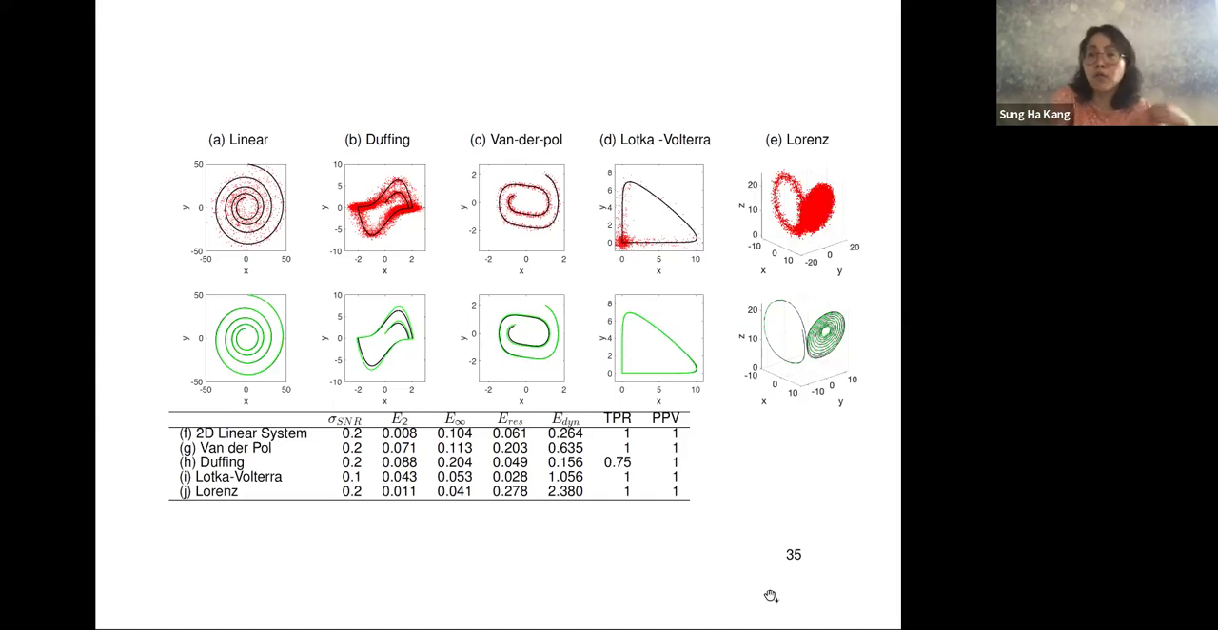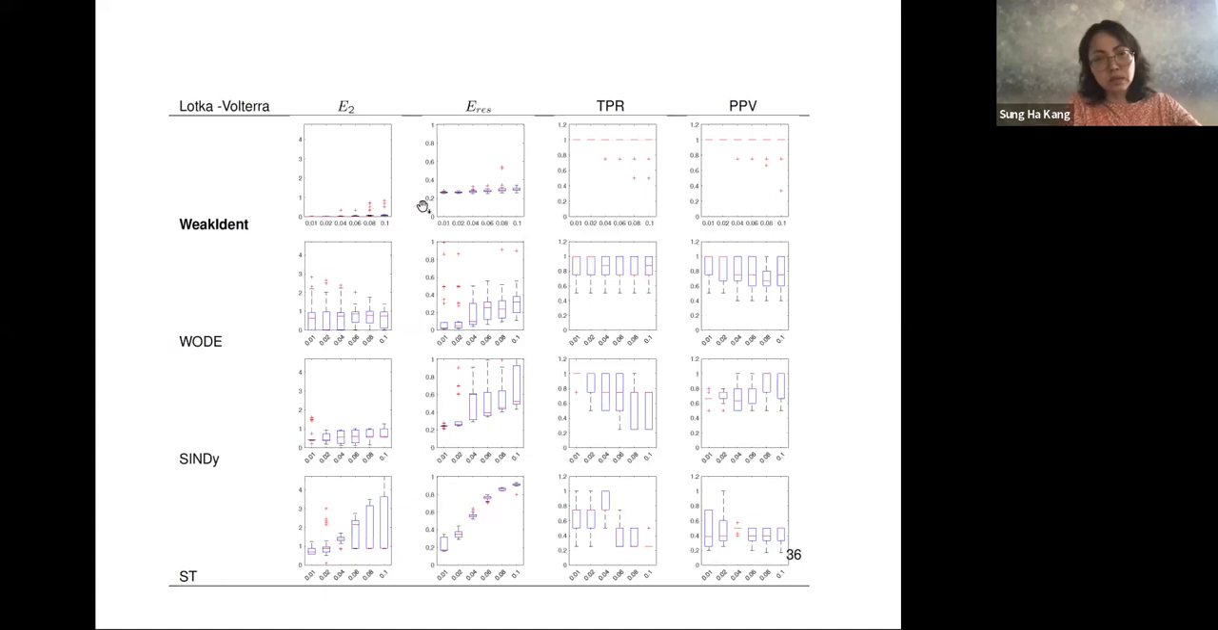Okay, so how do we go further from this? This is just the statistical plot with the weak ODE and SINDy. We compare to SINDy because this is a dynamical system. So this is the L2 error, and then the true positive and false positive. So it is more accurate.